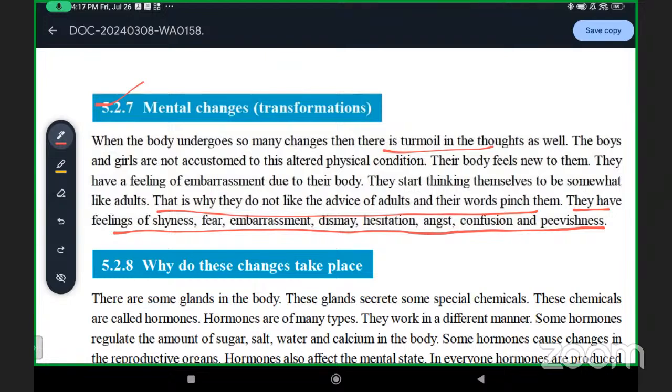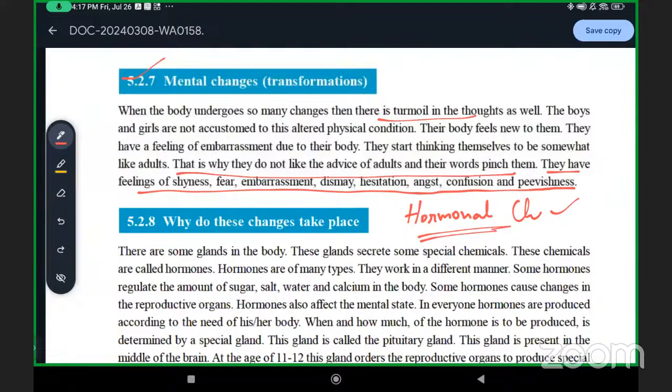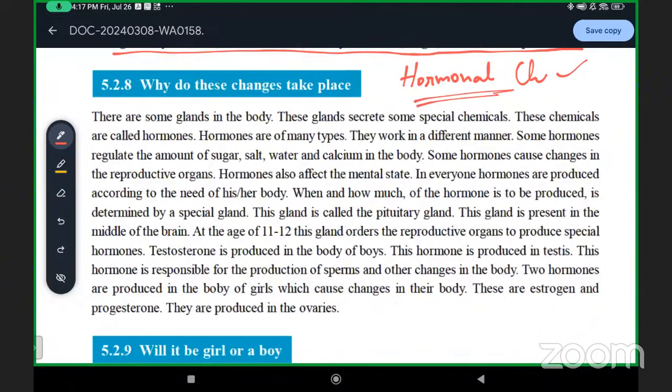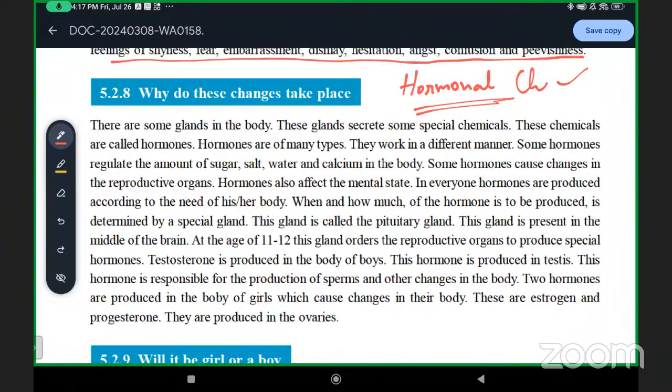Okay, so emotions are like a roller coaster, up and down, because there is a lot of hormonal changes taking place inside our body. Okay, so that also affects our emotions. What goes in our mind, the chemical changes that take place in our body, affect our thinking also and our emotions. Now, why do these changes take place?